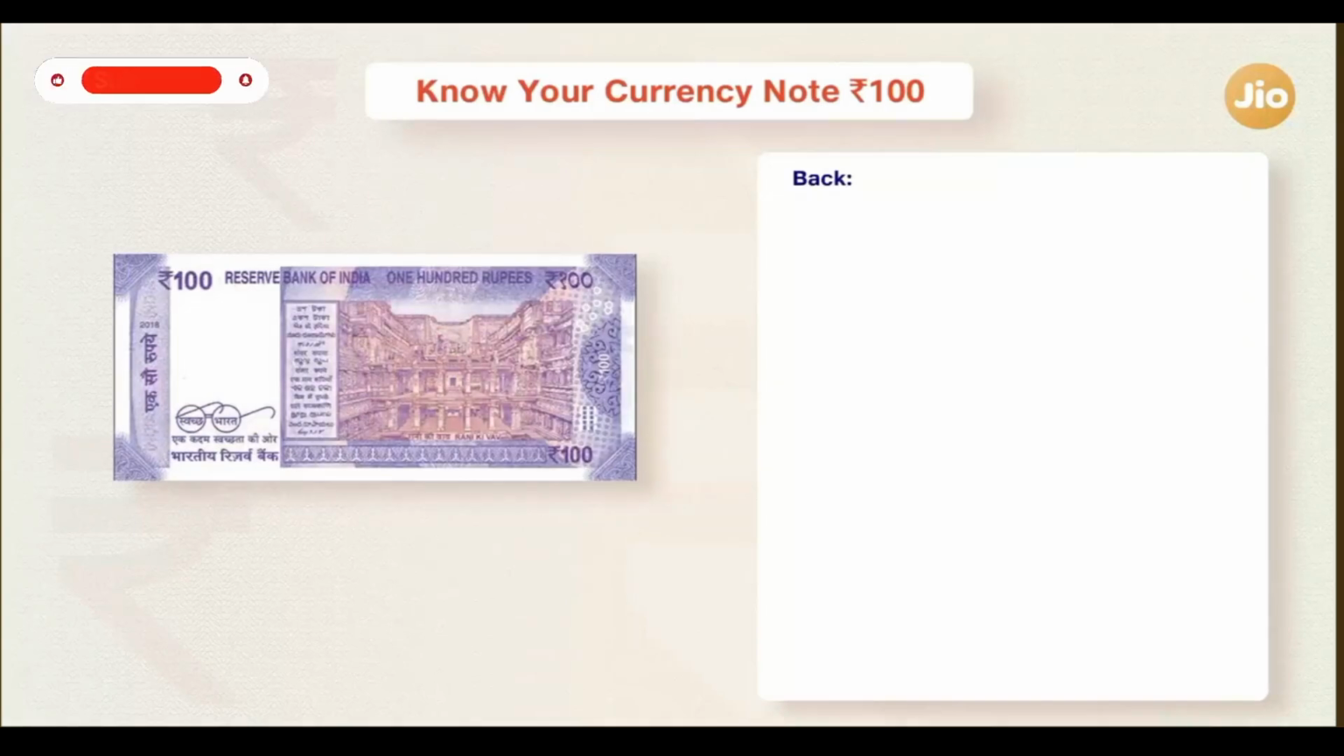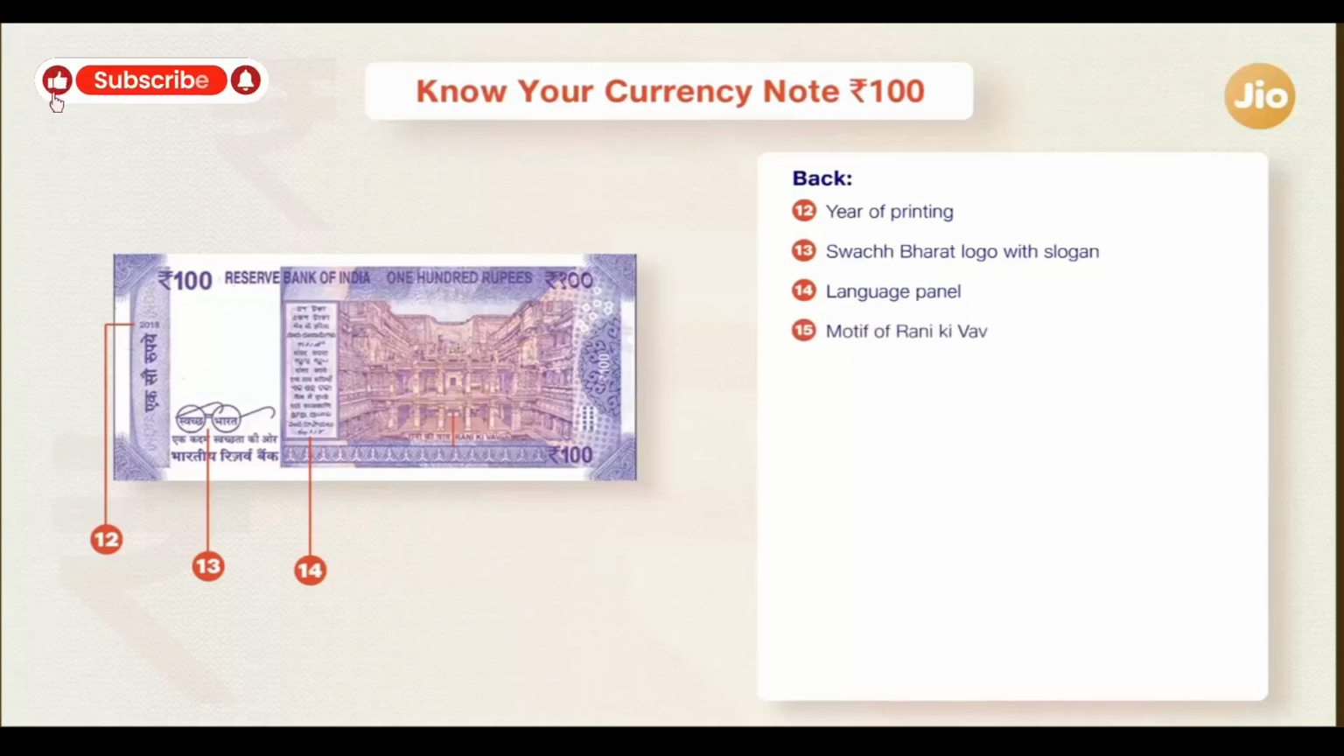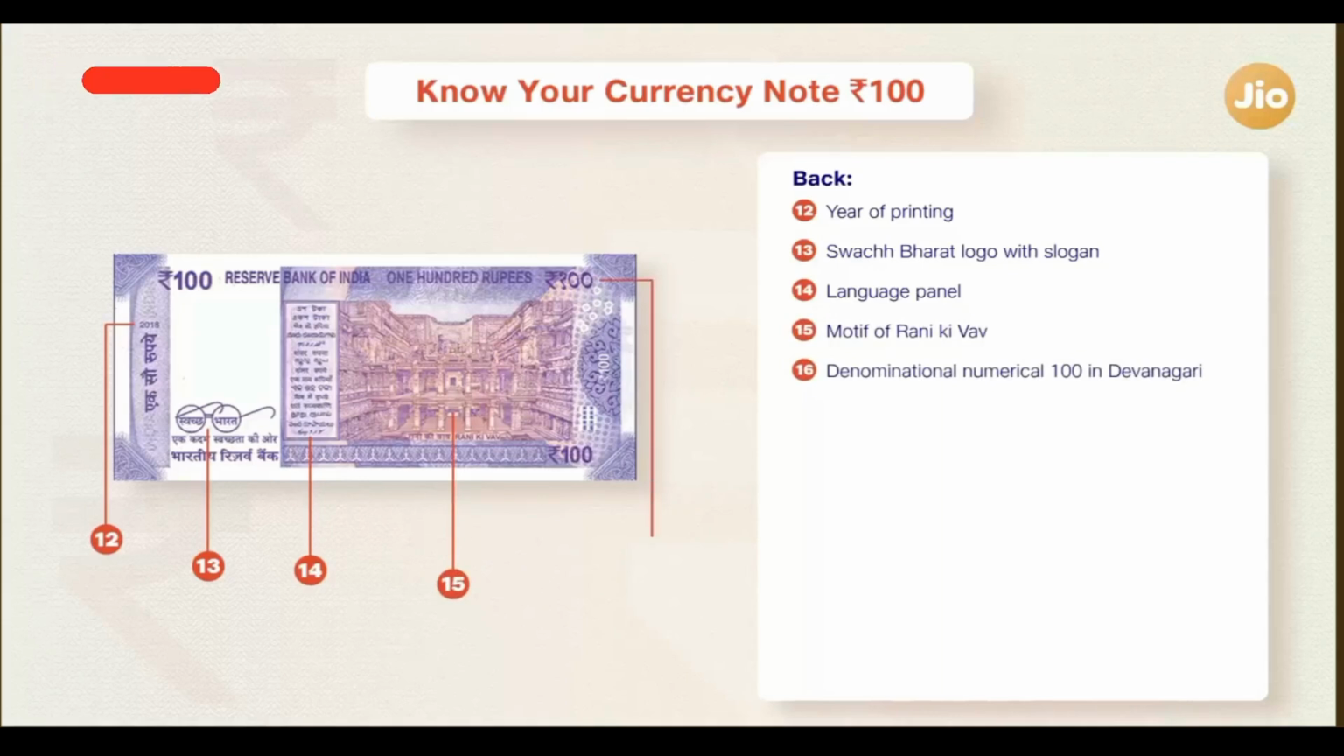At the back, you will find the following. 12th, the year of printing. 13th, Swachh Bharat logo with slogan. 14th, language panel. 15th, motif of Rani Ki Vav. 16th, and the denominational numerical 100 in Devanagari.